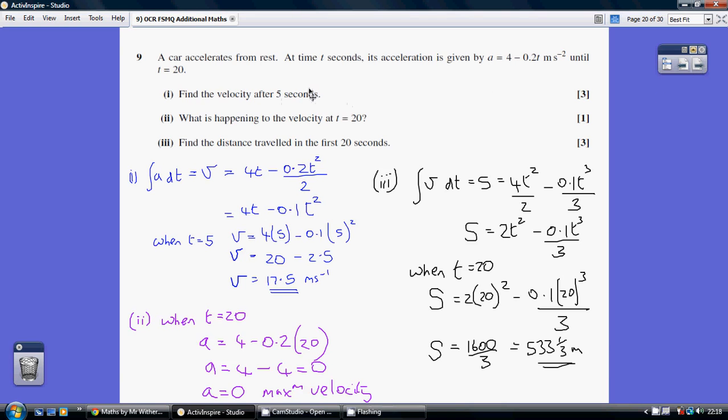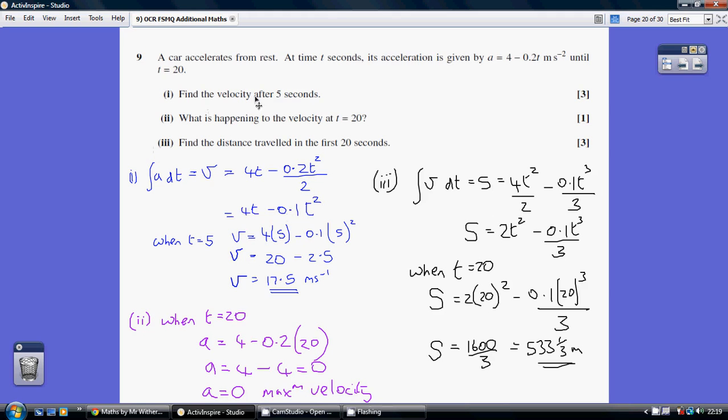So you've got to remember that the rate of change of velocity, if we differentiate velocity we get acceleration. Working the other way, if we integrate acceleration we get velocity. So in order to work out a formula for velocity, we need to integrate this acceleration formula with respect to t. So integrating this, we get 4t minus 0.2t squared over 2, which simplifies to 4t minus 0.1t squared. So that's a formula for velocity which we can use.